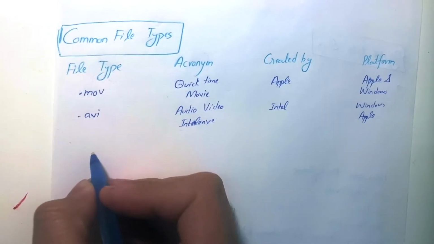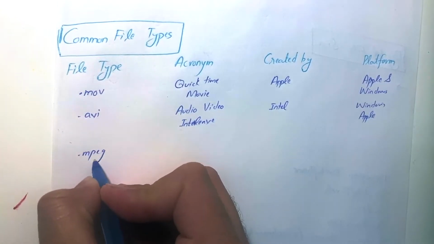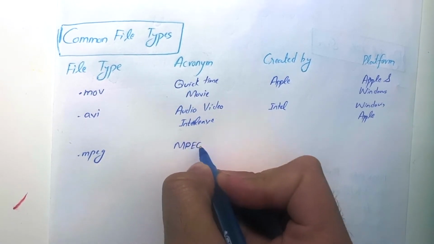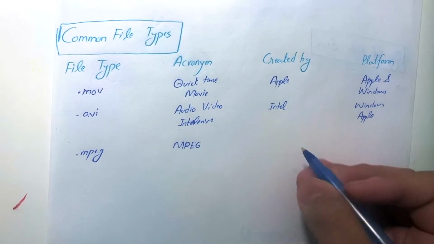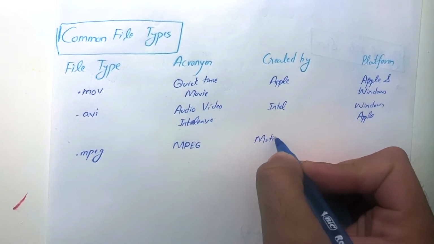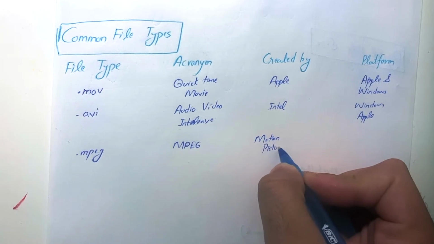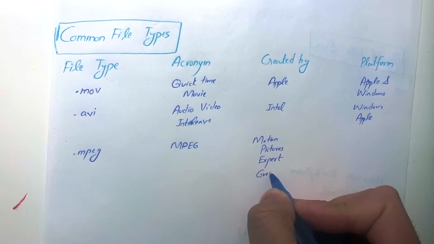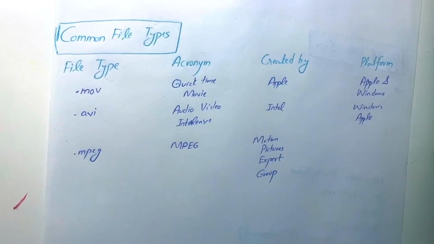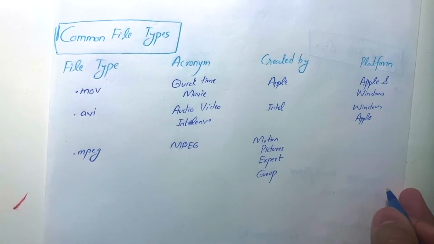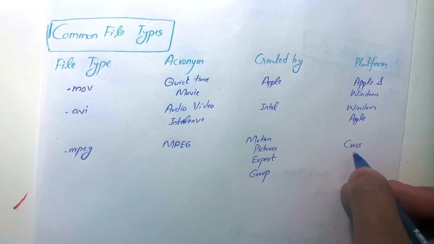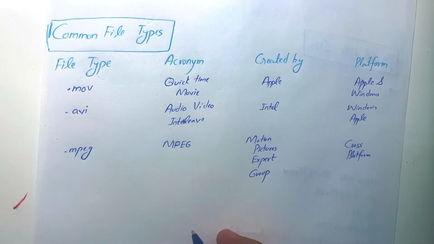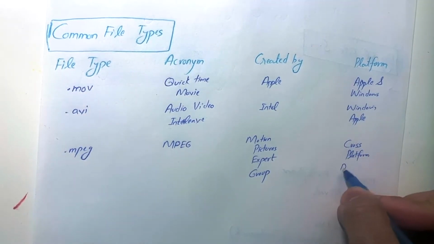Another one is .mpg. It's .mpeg or .mpg. It's the acronym for MPEG. And MPEG itself is basically the name of the organization, which is called Motion Picture Expert Group. So Motion Picture Expert Group, that's basically what MPEG stands for. As for platform, it's basically cross-platform supported. But specifically they created this particular standard for DVDs and Blu-ray.